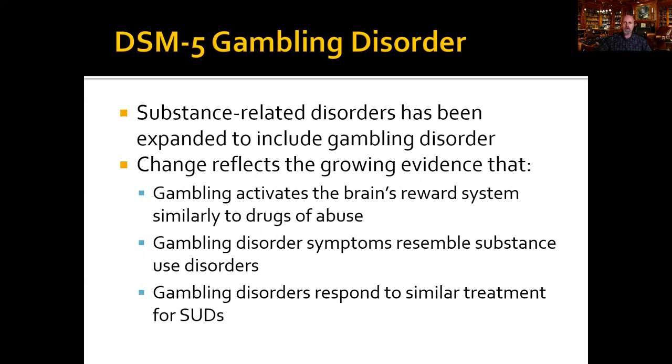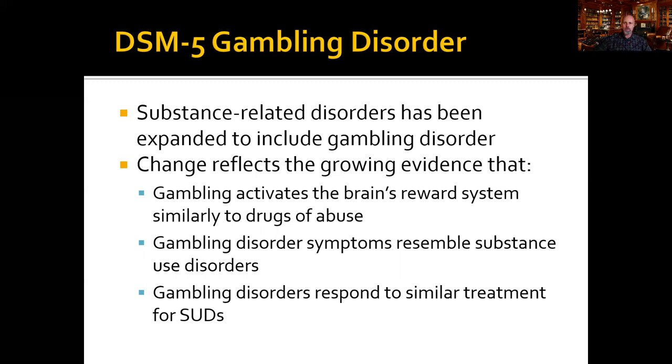Gambling disorders are included in the DSM-5. There's recognition that substance use disorders and gambling disorders are very similar neurobiologically. Essentially, they activate the brain's reward system in the same way. You put them in fMRI machines and you see the same areas of the brain light up.